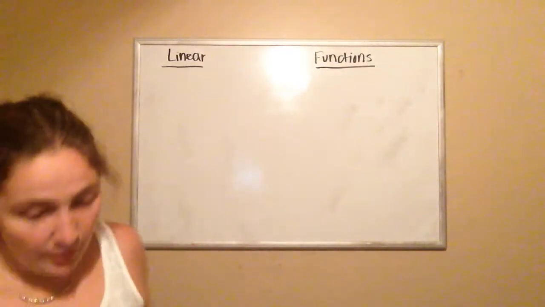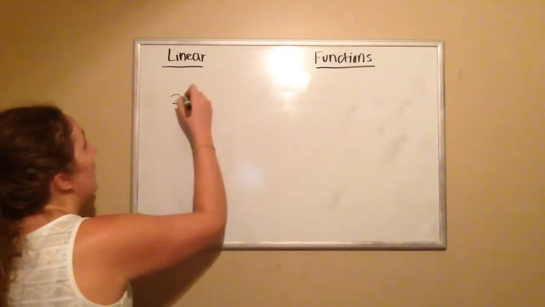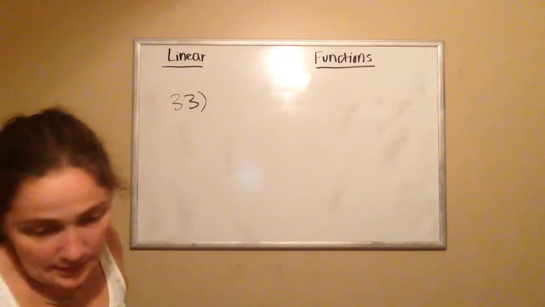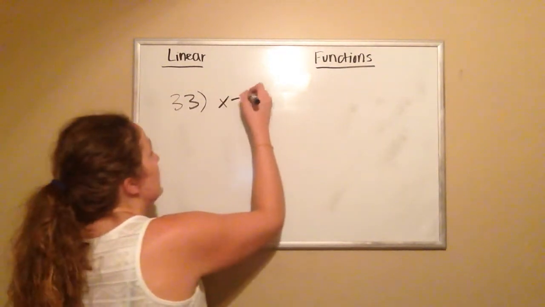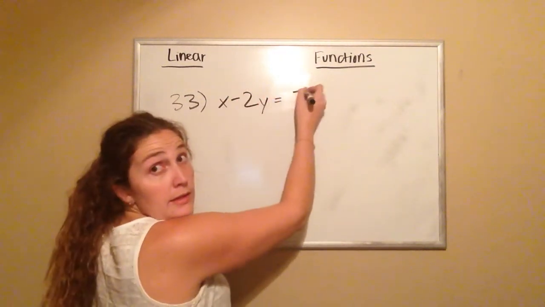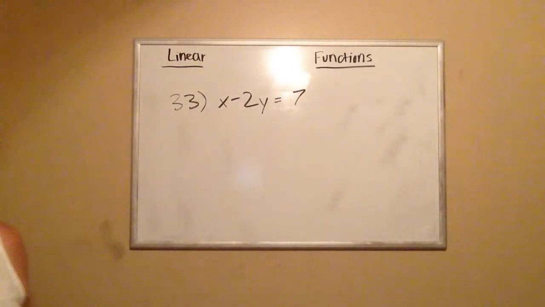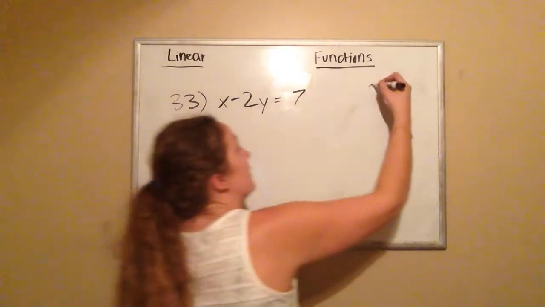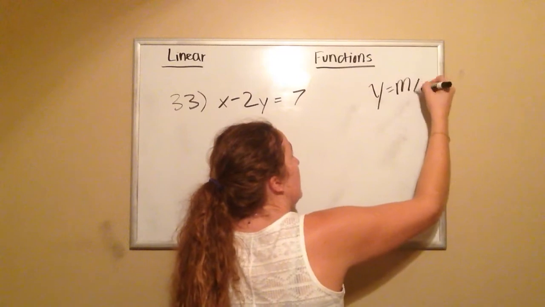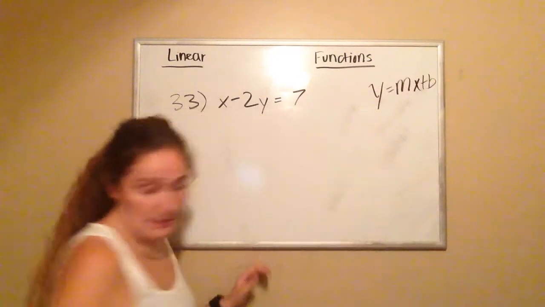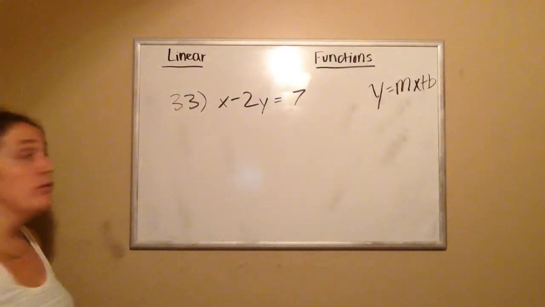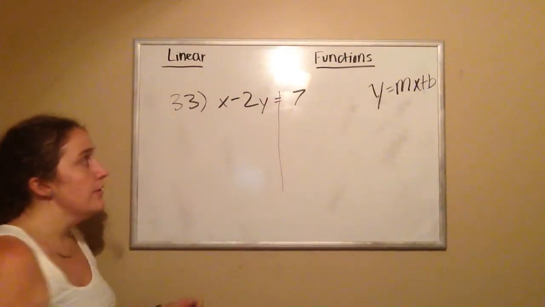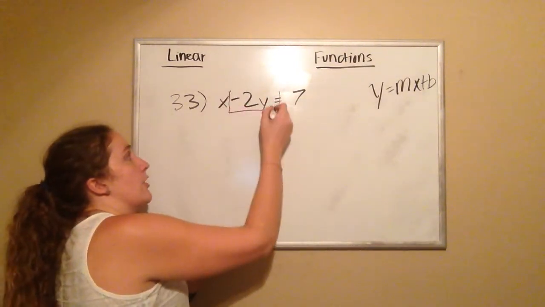Okay, so doing problem 33, it says x minus 2y is equal to 7. Okay, we are trying to write this in slope-intercept form, which means we want it to look like this, y equals mx plus b. To help me out, the strategy that I use is to draw a line down the equal sign and box the term.